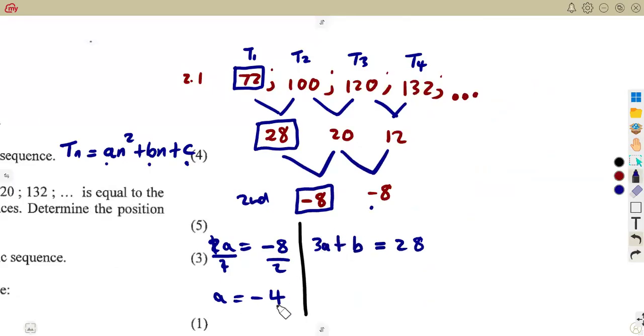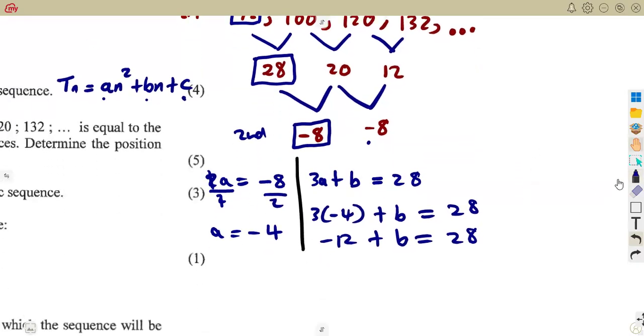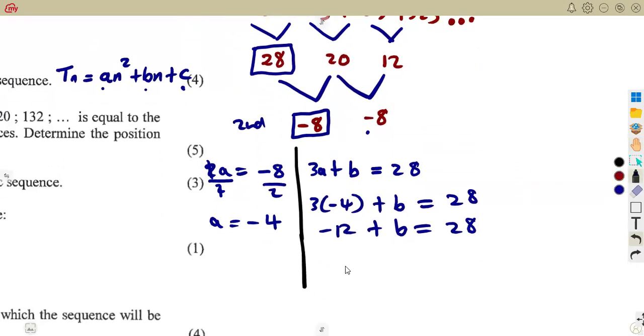Then let's substitute the value of A, which is minus 4. So that's 3 times minus 4 plus B is equal to 28. 3 times minus 4 is minus 12, plus B, equal to 28. To find the value of B, we have a linear equation and we solve for B. We take the minus 12 to the other side of the equation, and it becomes a positive. So B is equal to 40.